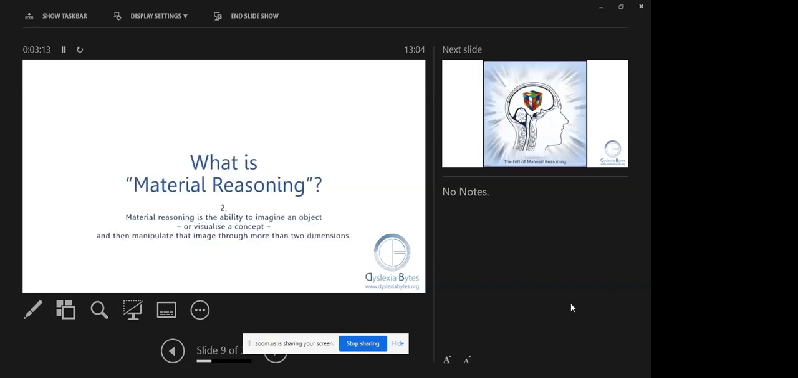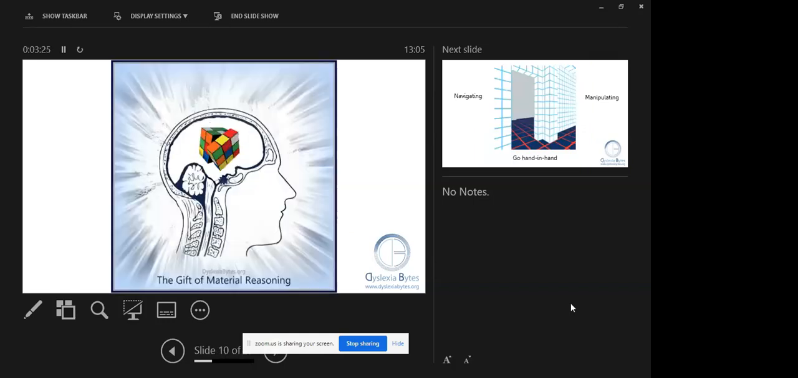The second example of what material reasoning is, the second definition, is the ability to imagine an object or visualize a concept and then manipulate that image in your mind through more than 2 dimensions. Something a little bit like this. I love making GIFs. This one took me forever. I remember bashing my head against the wall trying to do this one. This is the idea of somebody manipulating an object or even a concept in his or her brain through more than 2 dimensions, 3-dimensional manipulation.